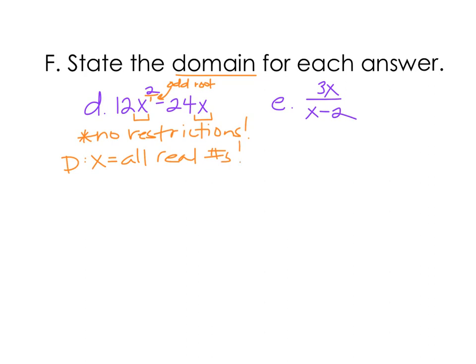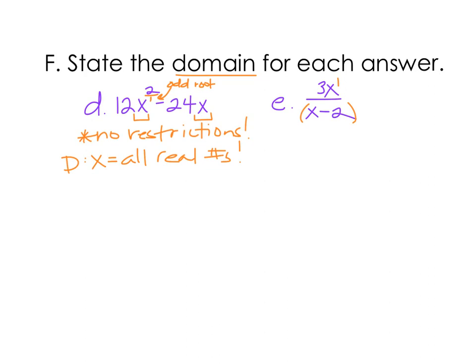Now, over on the right, with that quotient, we're not as lucky. We have 3x over x minus 2. Now, the 3x is in the numerator, and technically that's to the first power. There's no restriction on that part. But the denominator is where we run into trouble. We have x minus 2. Now, this denominator can equal a lot of things. We just can't have a value for x that makes it equal 0.